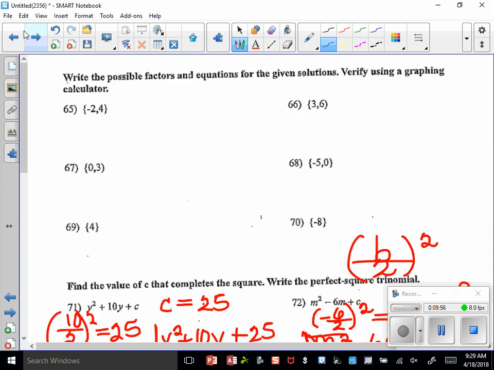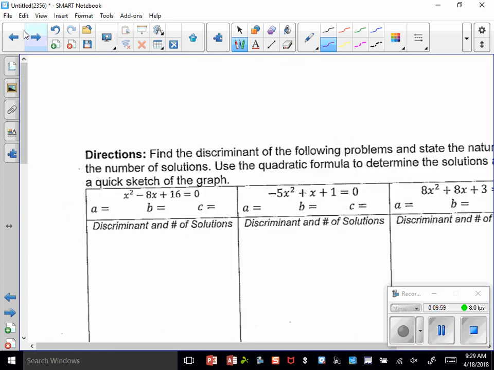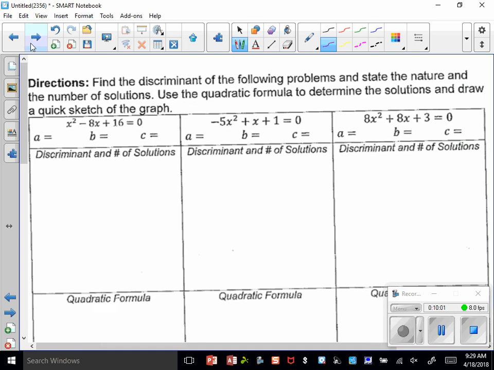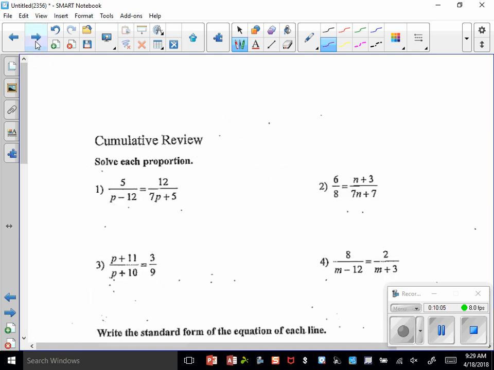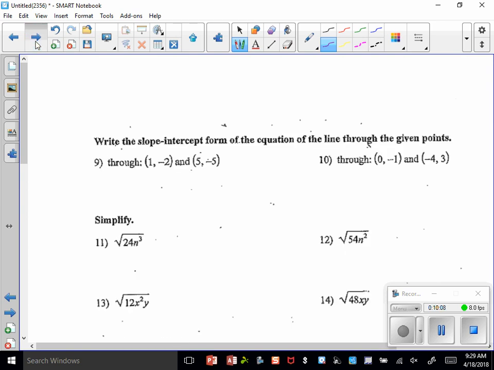So let's move on to some word problems that you guys just love doing. I was being funny, but anyway. Okay. All right. So we're on page, I believe it's 19.